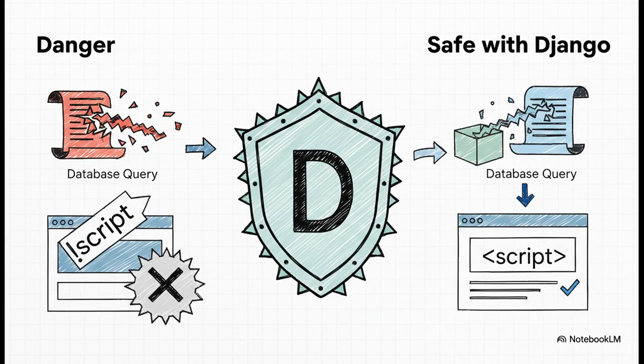Because the forms system is so tightly integrated with the database layer and the template engine, it automatically prevents the two most common web vulnerabilities, basically for free. Data is always safely parameterized, which stops SQL injection, and any user-submitted data is escaped by default before it's displayed, which neutralizes cross-site scripting attacks.